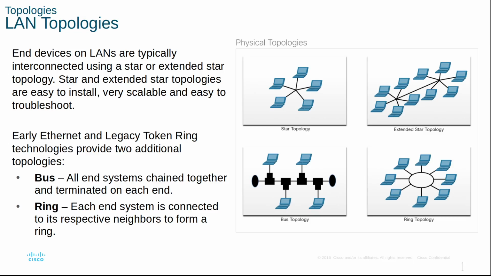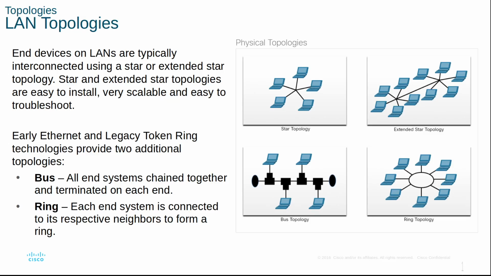But earlier topologies, like early Ethernet and Token Ring, which is a legacy protocol, gave us two additional topologies, which nobody uses anymore. Or, I shouldn't say nobody uses, but really nobody should be using anymore. If there's anyone using this, it's really old, obsolete technology. It's possible that there's people out there using this, but hopefully not. Hopefully you never encounter these.